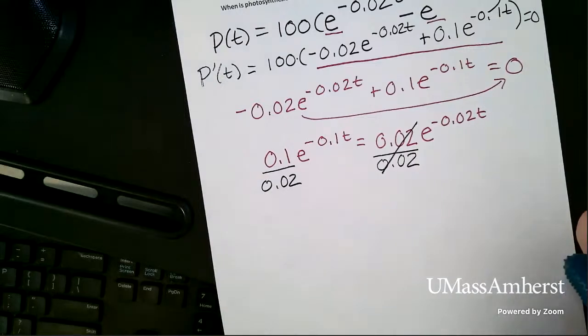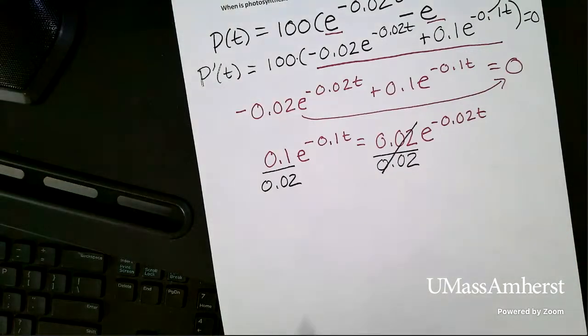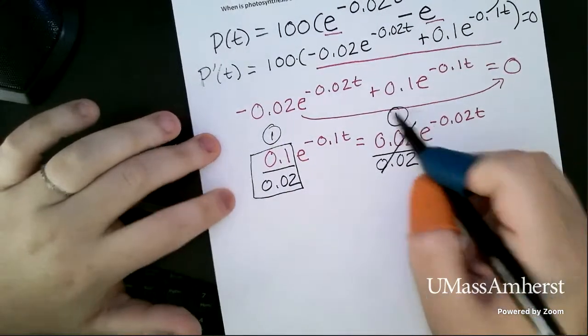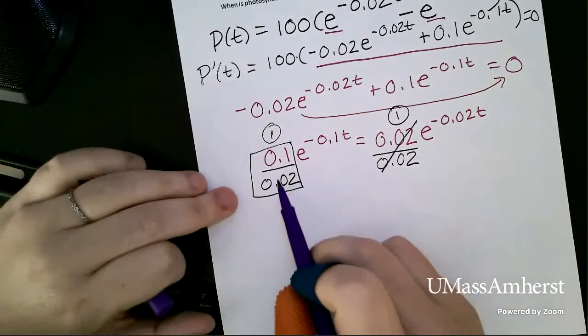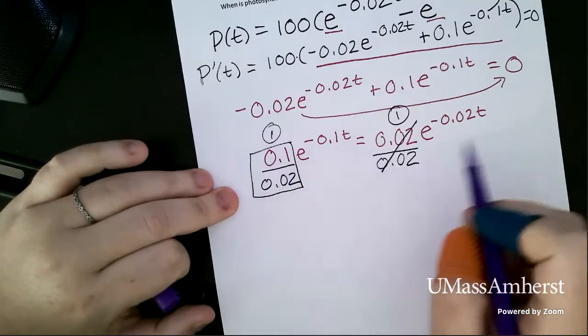And full disclosure, it doesn't matter which way you do this. You could divide both sides by 0.1, right? We just got to get all the constants to one side. So that's my first step, was to deal with the constants. But then I'm also going to divide so that my e terms are on the same side. Since my constants ended up on the left, I'm going to bring my e's to the right.